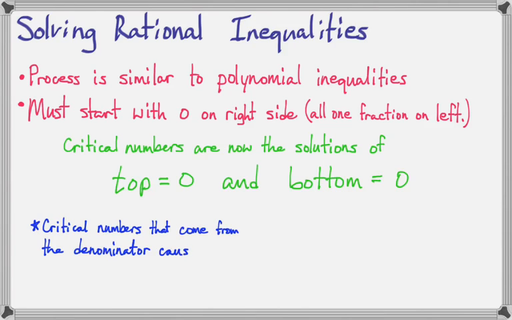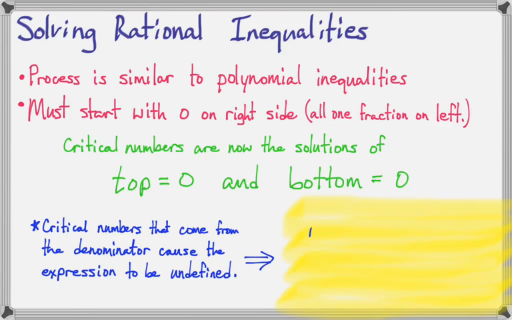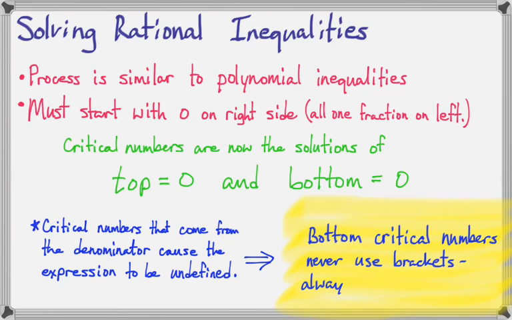Critical numbers that come from the denominator cause the expression to be undefined. Therefore, we will never use brackets with bottom critical numbers. The bottom critical numbers never use brackets, always parentheses. And we'll see that as we go along.